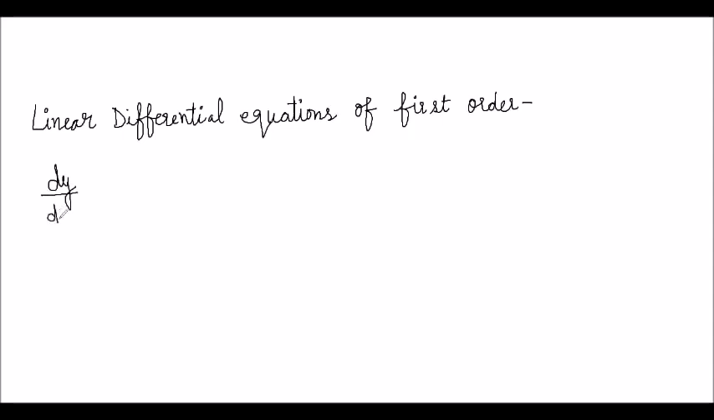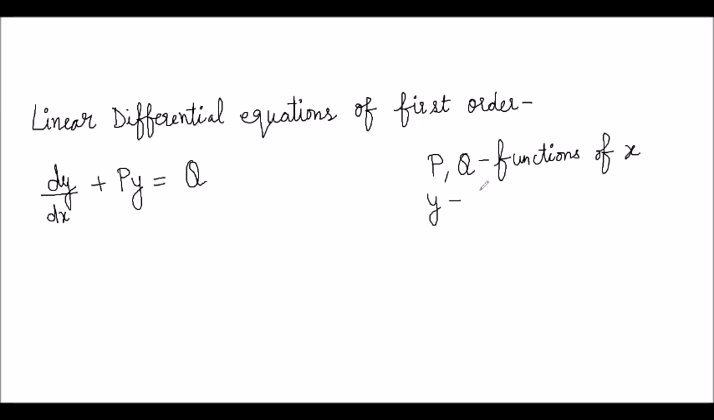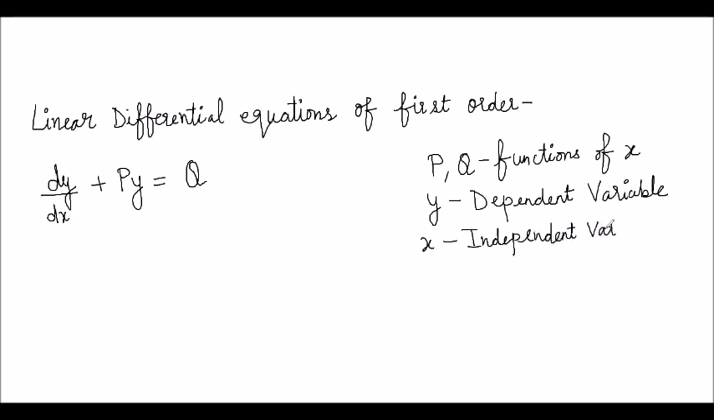dy by dx plus py equal to q. Here p and q are functions of x, and this y is the dependent variable and x is the independent variable.